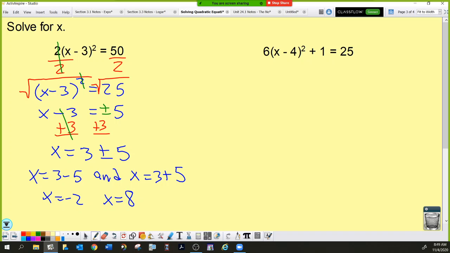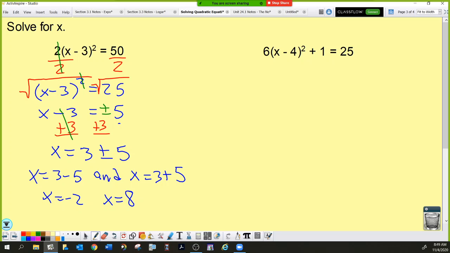Students have a very bad habit of trying to add that 3 to that 5 right here. You can't do that. I just showed you why. Because it's two different numbers. It's +5 and -5. So you're adding 3 to a +5 and you're adding 3 to a -5. That's why.